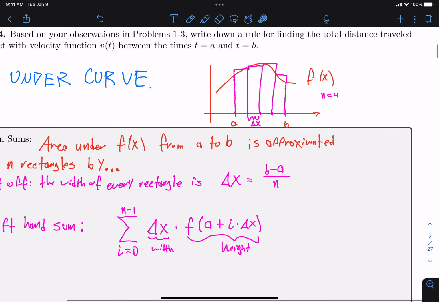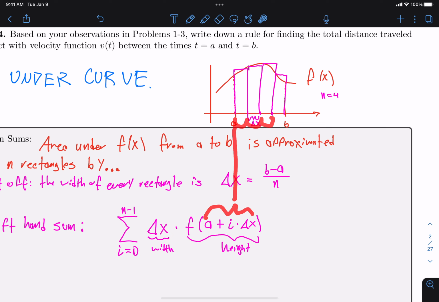And then to get the area of the first box, you have to multiply that width times the height of the function on the left side of the interval, okay? So we go i equals 0 to n minus 1, which is going to give us f of a plus i times delta x. So all of these inputs are going to be the x values here, here, here, and here. And we don't go all the way to b because the last rectangle's height is whatever the height of the function is on the left side of the final interval. So we end at b minus delta x, or a plus 3 delta x, okay?